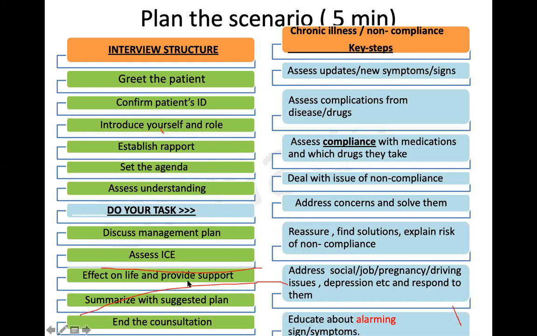Summarize with your suggested plan. Either you summarize to the patient with your suggested plan, or ask the patient to recap what he got from this discussion today, okay?